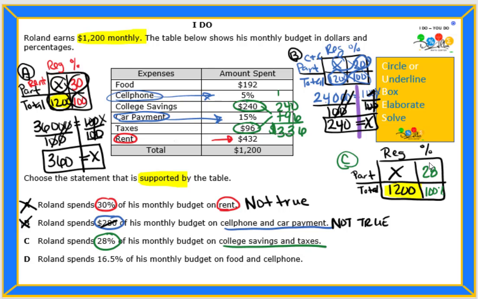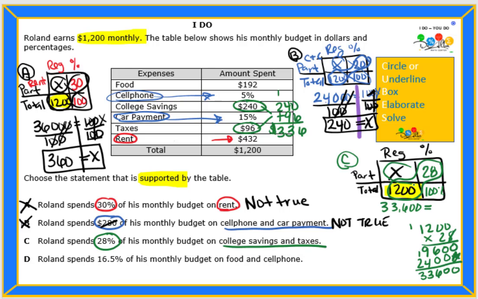So now we're going to use our cross products, and we multiply 28 times 1,200. I'm going to go ahead and do that here. 0 times 8 is 0. 0 times 8 is 0. 2 times 8 is 16. Carry 1. 8 plus 1 is 9. Now we can put our placeholder because we're done with the 8. 0 times 2 is 0. 0 times 2 is 0. 2 times 2 is 4. 1 times 2 is 2. And then we're going to add them up. 9 plus 4 is 13. Carry 1. So we get 33,600.